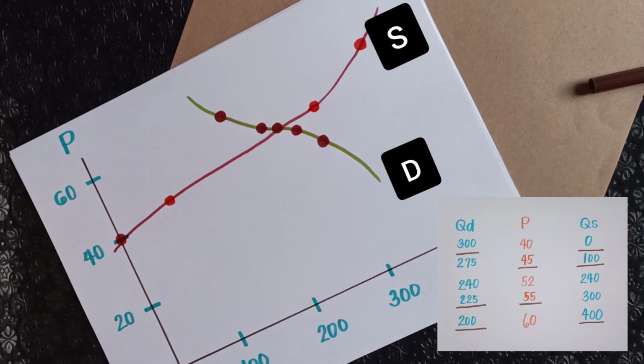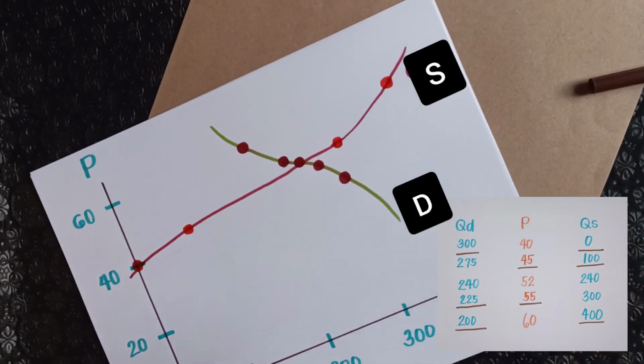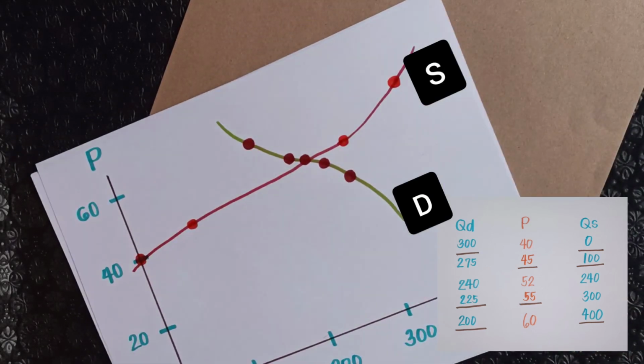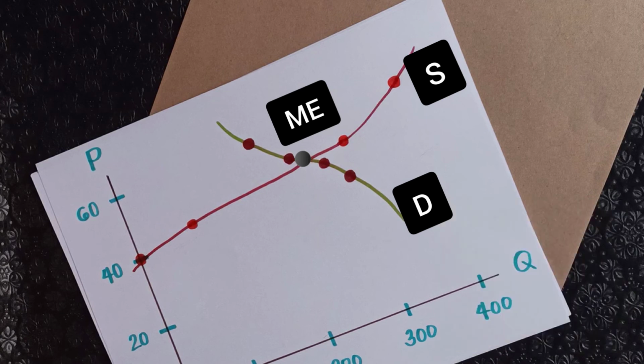We now have our supply curve and our demand curve, and for us to determine the market equilibrium, we will just look for the point at which the supply curve and the demand curve intersect with each other. In our curve, the market equilibrium is at the price of 52 and at the quantity of 240.